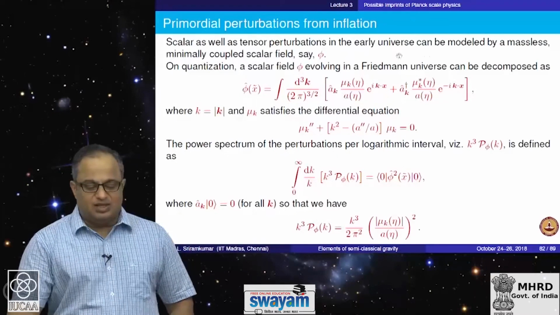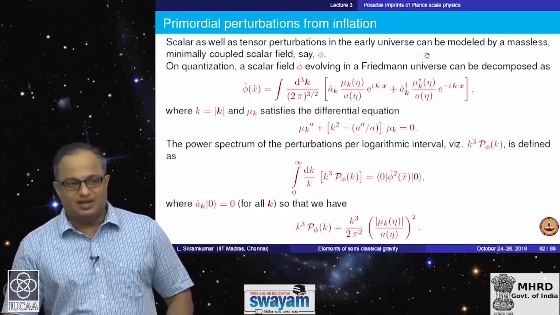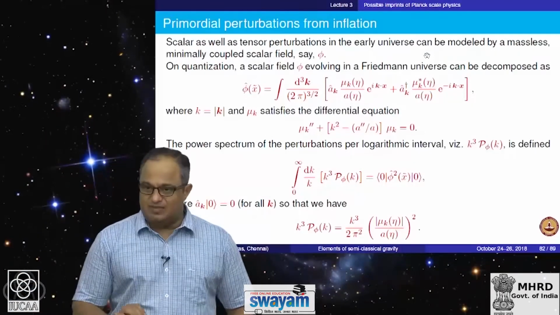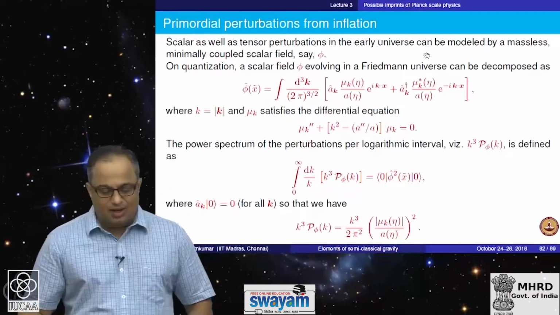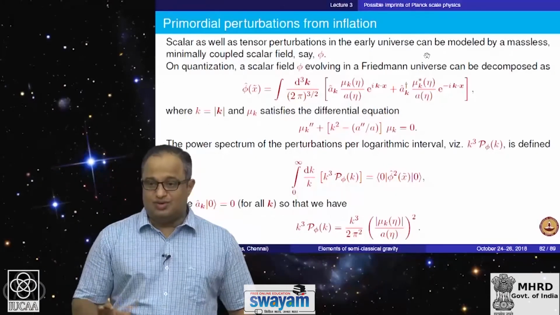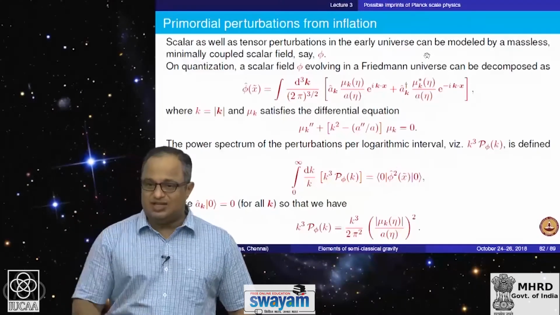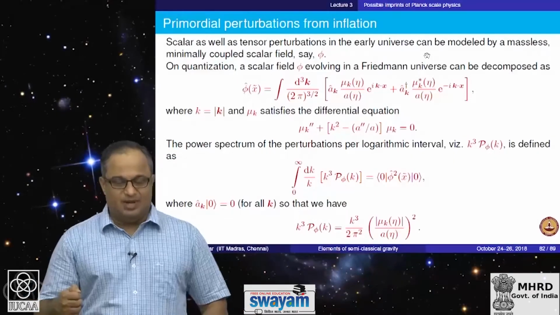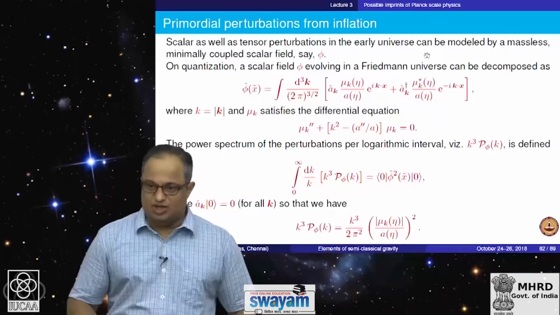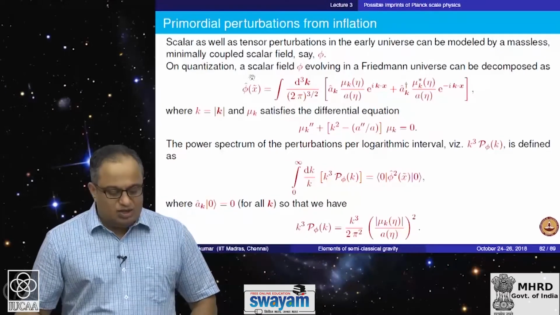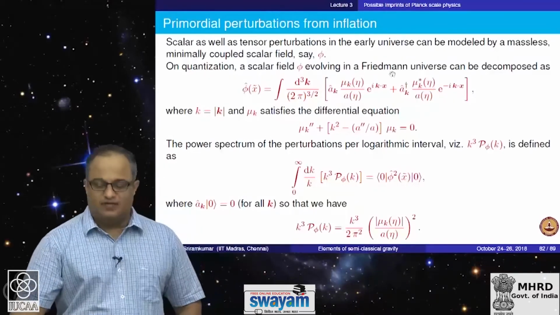Scalar and tensor perturbations in the early universe can be modeled by a massless scalar field, let us say phi. This is not a very accurate statement, but this is true, for instance, if you consider power law inflation. In de Sitter, this is true. Actually, it is true in any background as far as the tensor perturbations are concerned. Scalar perturbations involve a little more detail because they depend on the form of the potential. So, let us for simplicity consider a massless scalar field evolving in a Friedmann universe.